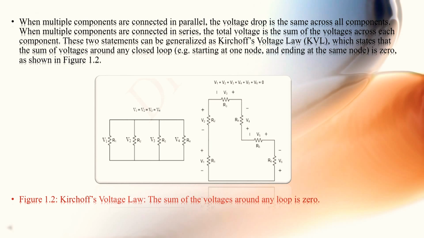These two statements can be generalized as Kirchhoff's voltage law, KVL, which states that the sum of voltages around any closed loop, for example starting at one node and ending at the same node, is zero, as shown in Figure 1.2. Figure 1.2, Kirchhoff's voltage law, the sum of the voltages around any loop is zero.